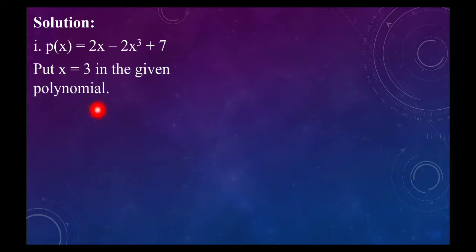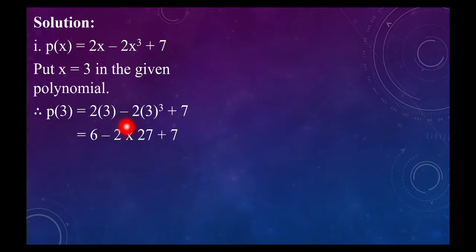So first we have to put x is equal to 3 in the given polynomial. We have learned this already in the previous exercise, right? So we will substitute the value of x everywhere. P of x, that is p of 3, is equal to 2 multiply 3 minus 2 into 3 cube plus 7. 2 threes are 6 minus, then 2 multiply 3 cube is 27, plus 7. Then 6 minus 2 into 27 is 54, plus 7. After doing the calculation, p of 3 is minus 41.